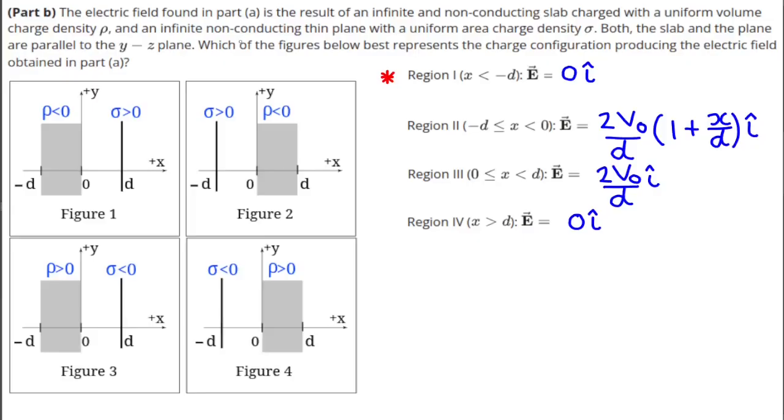Well, as we can see, the electric field is constant except between minus d and 0. So our answer is either figure 1 or figure 3. And we see the electric field is positive from 0 to d. And using superposition, we see for a negatively charged slab, the electric field acts towards it. And for a positively charged plate, the electric field acts away from it. So in this case, the net electric field would be negative between x equals 0 and d. So using superposition, you can see that our correct answer is figure 3.